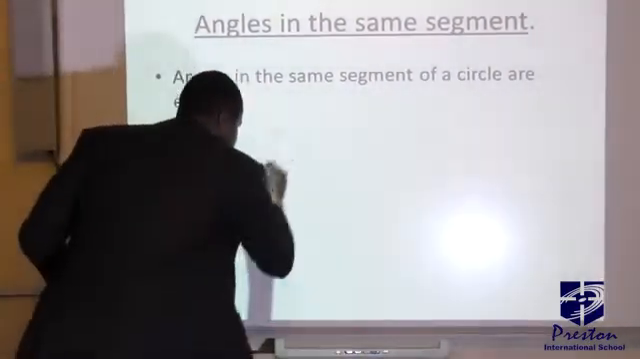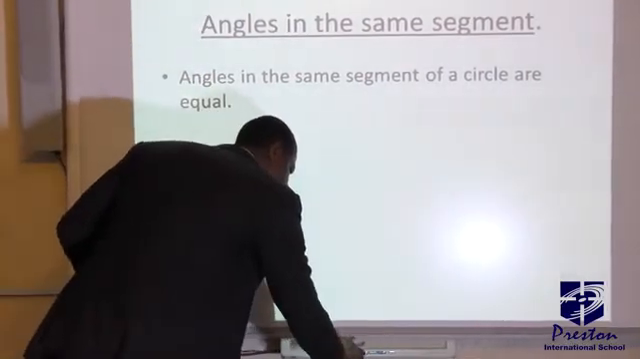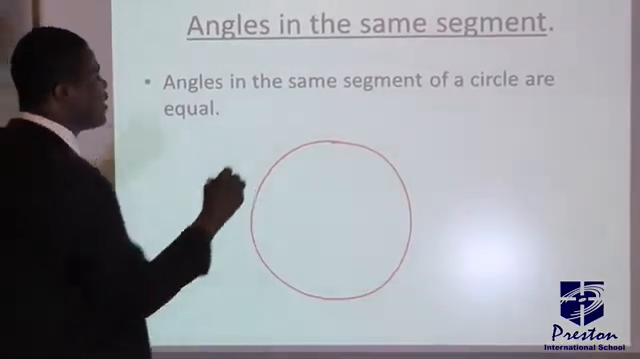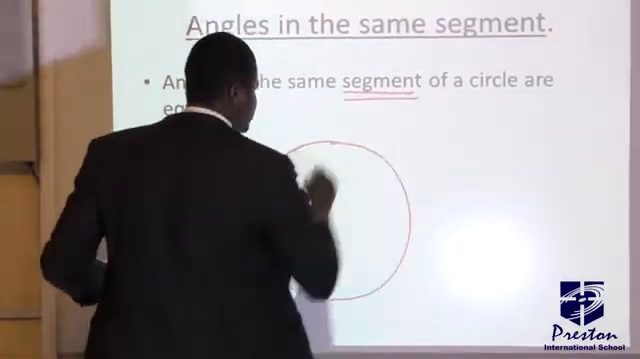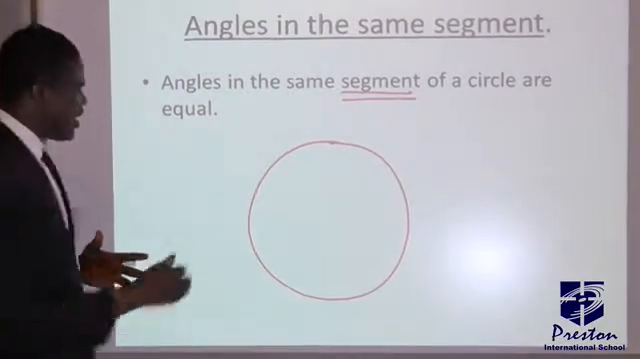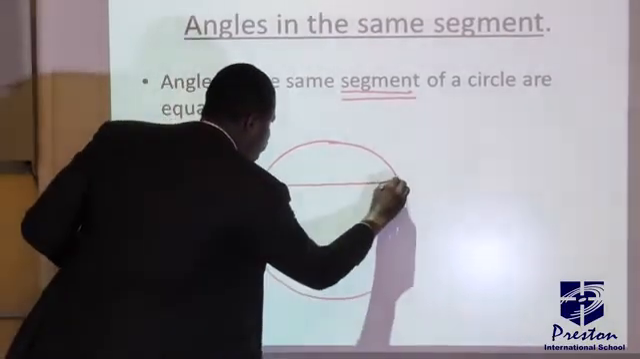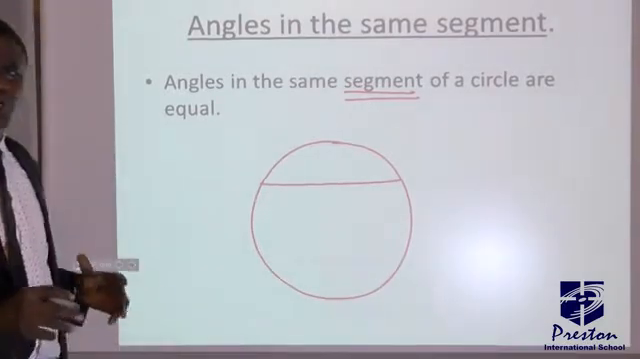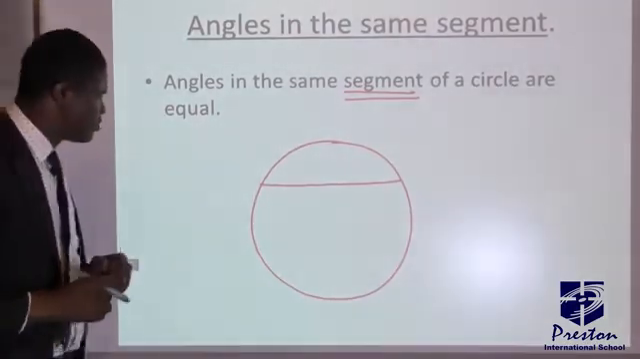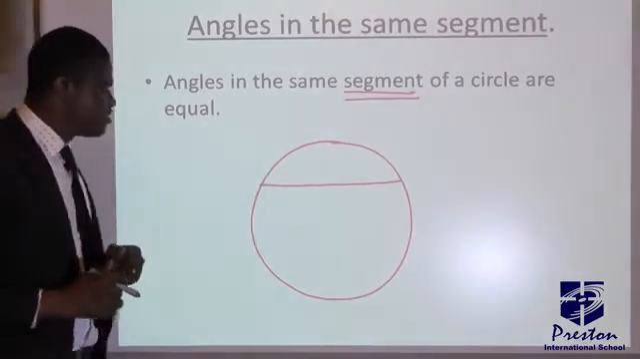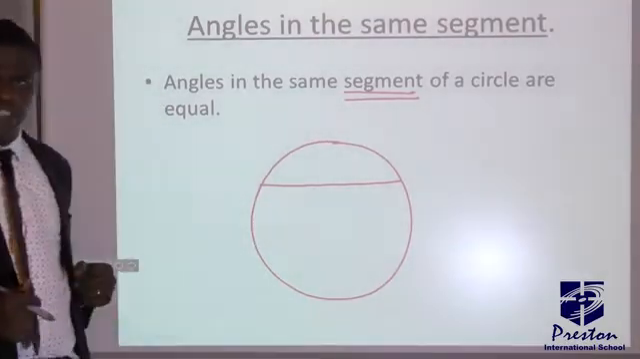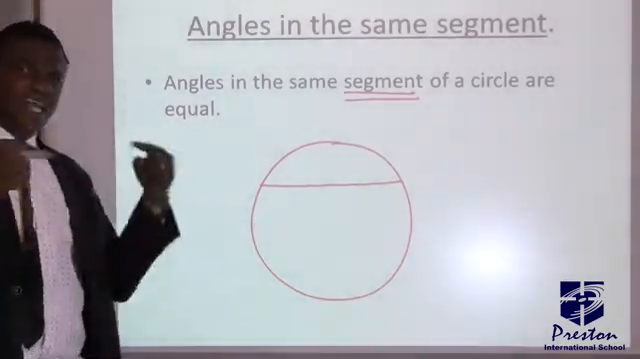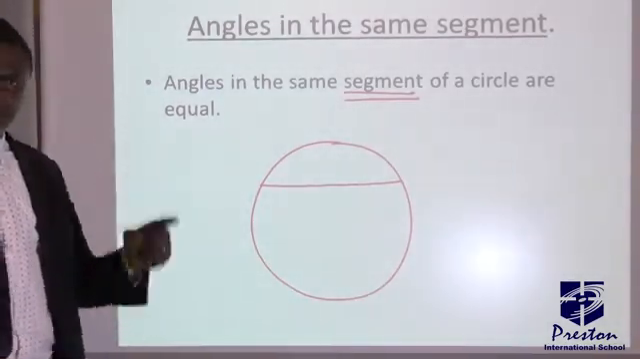Now, if you have a circle, to start with, we are talking about angle in the same segment. So what do we mean by segment? A line called a chord. We know that a chord is the line that divides a circle into two different parts. Now this is a minor segment, while this one is a major segment. So what we are saying here is that angles on the same segment are equal.